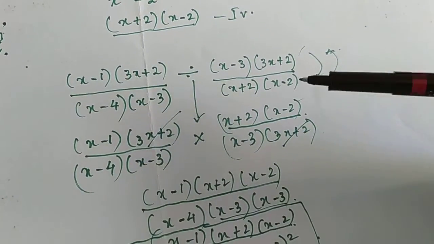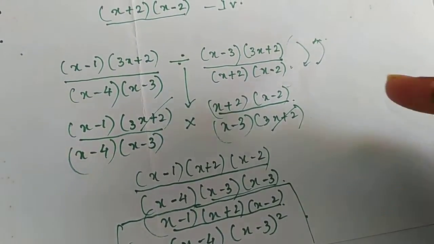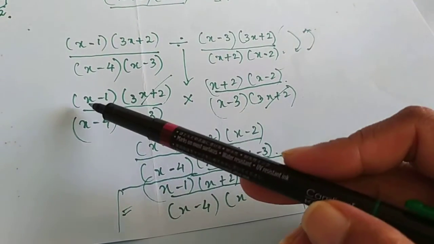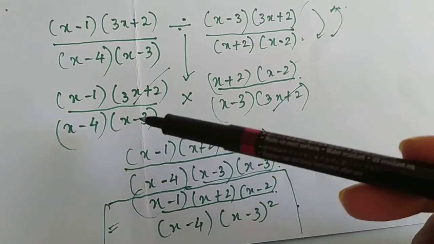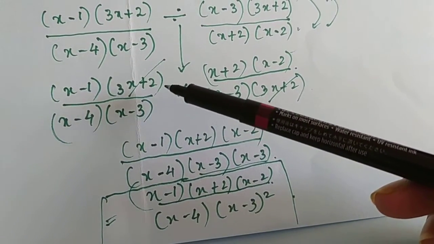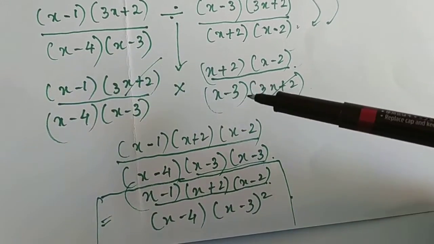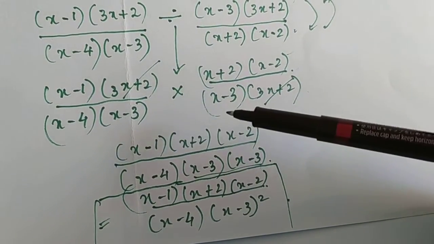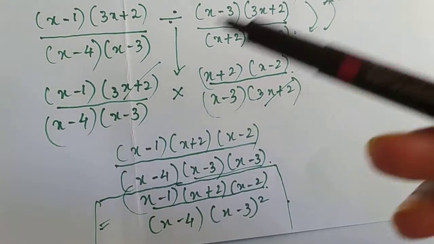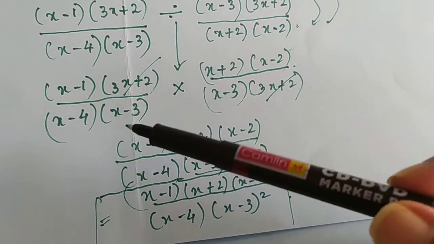Now our favorite part of the sum, you try to cancel as much as you can. There is x minus 1 in the numerator, but I cannot see it anywhere down in the denominator. There is 3x plus 2 in the numerator and there is 3x plus 2 in the denominator, so I'm going to cancel them. X plus 2 is nowhere appearing. X minus 2 is nowhere appearing in the denominator. That means I further cannot cancel anything. So I'm going to now write my final answer.